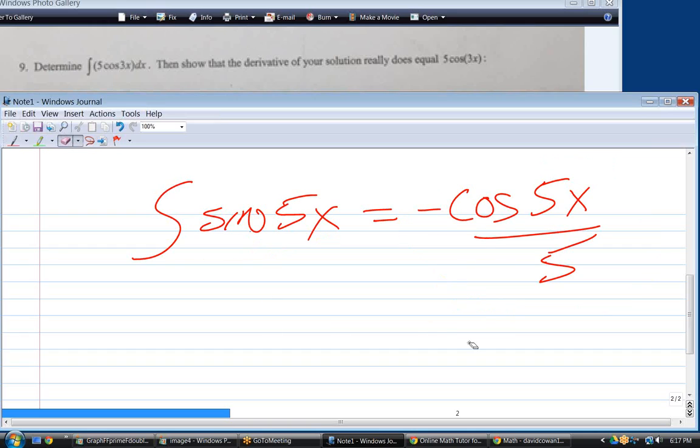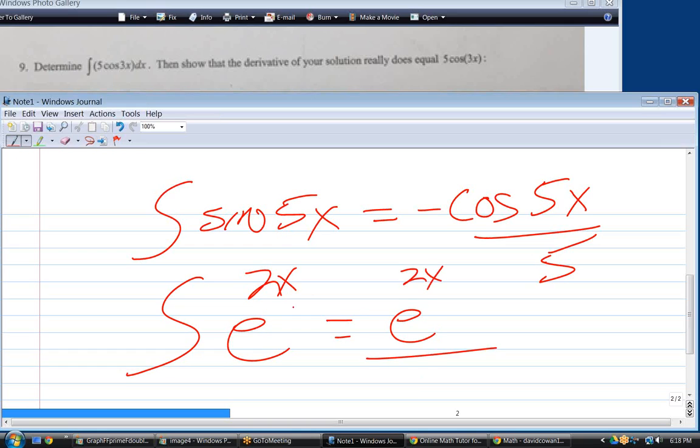Now, this works only if this is a constant. So if I'm integrating any trig function and I have a constant multiplying my variable, then I can merely just divide by that constant. Same thing for something like this. Well, the integral of e to the 2x is e to the 2x divided by the derivative of the inside, 2. So whenever you have these kinds of functions, that's what you can do.